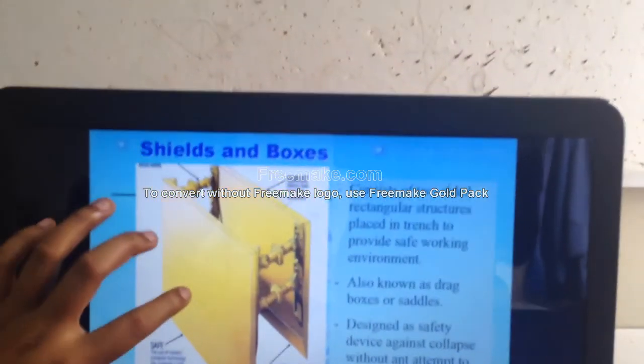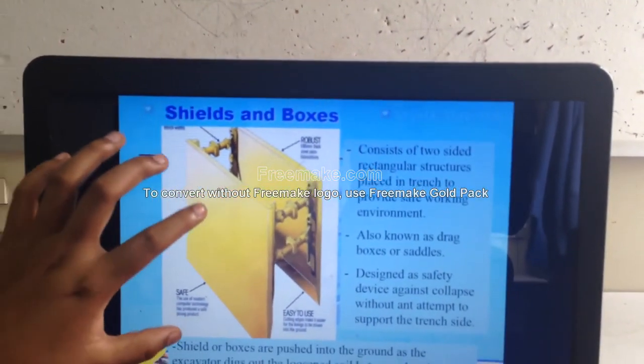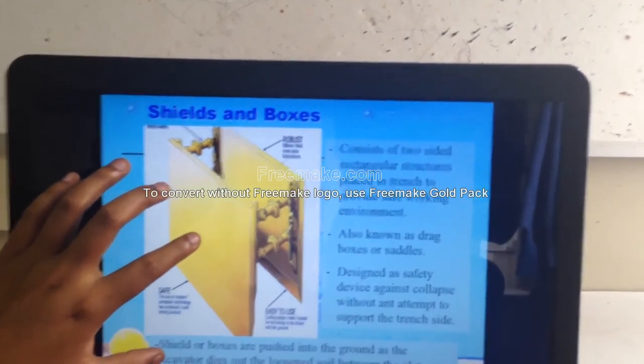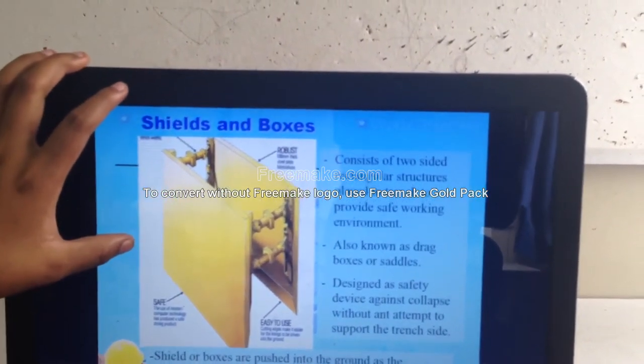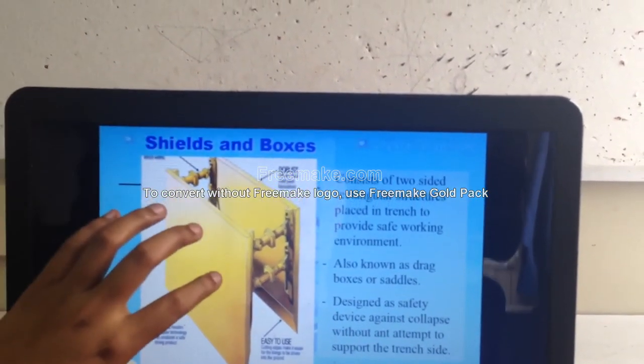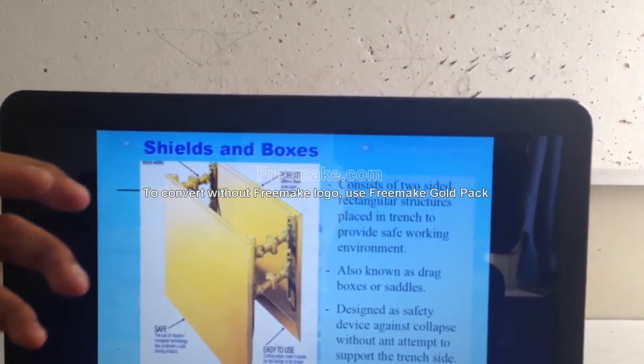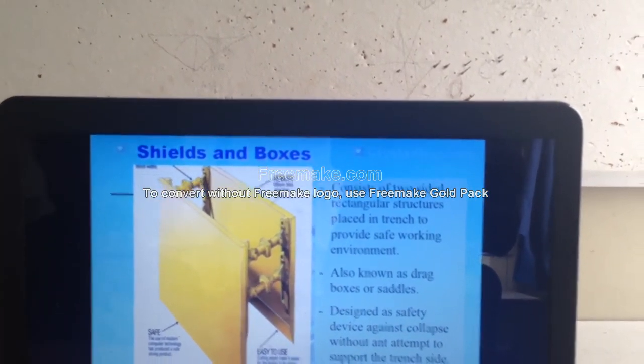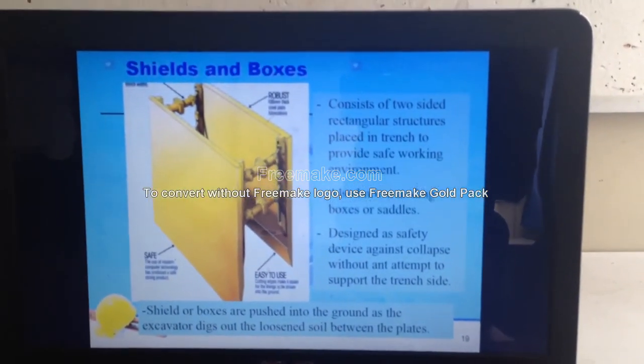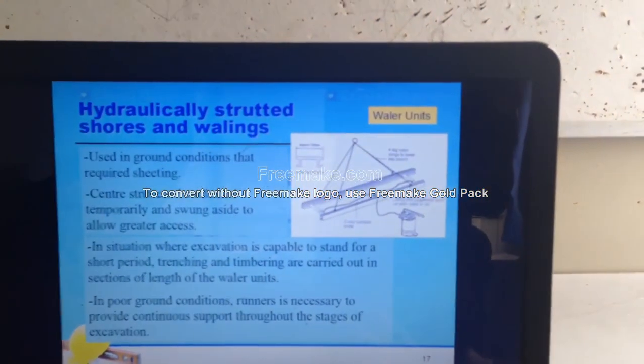And this type is very good in poor soil, better than the waller unit.